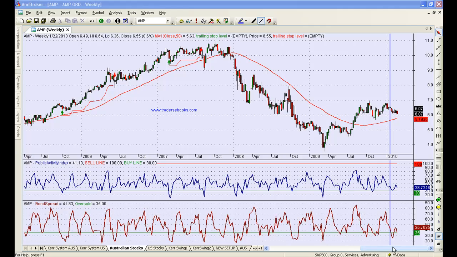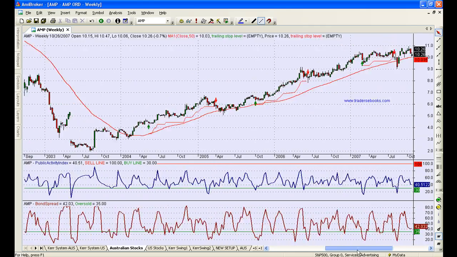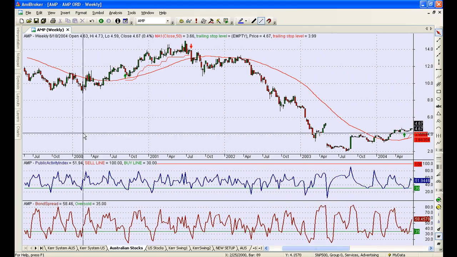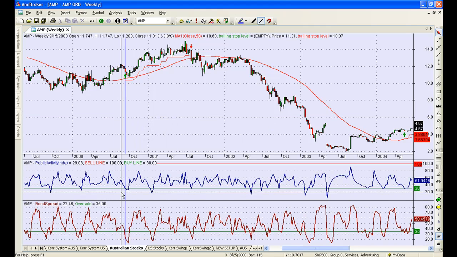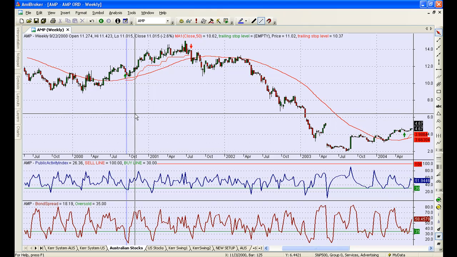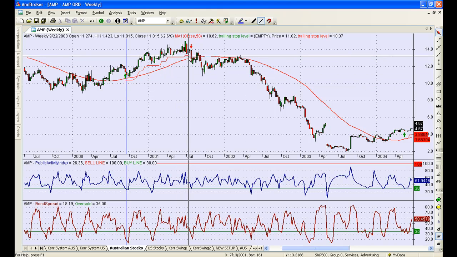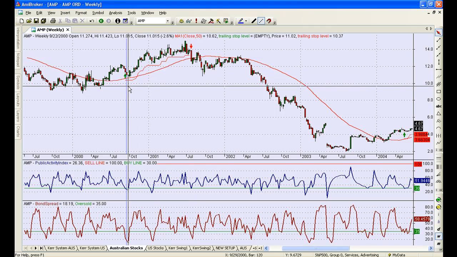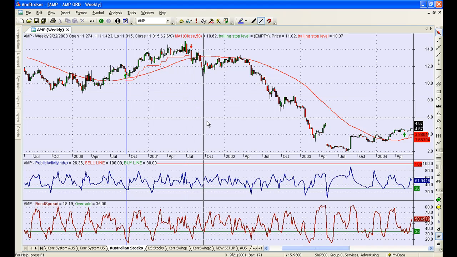So let's just go and have a look at how we did with AMP since, let's have a look here, since 2000, let's say. Okay, well, we had a trade here. We've got a signal this day. You can see that we're oversold there. So we bought on the open the next day at 11.27, we went out here on our trailing stop, and the price was approximately 13.30. So what was 11.27 to 13.30? A couple of dollars, not too bad.